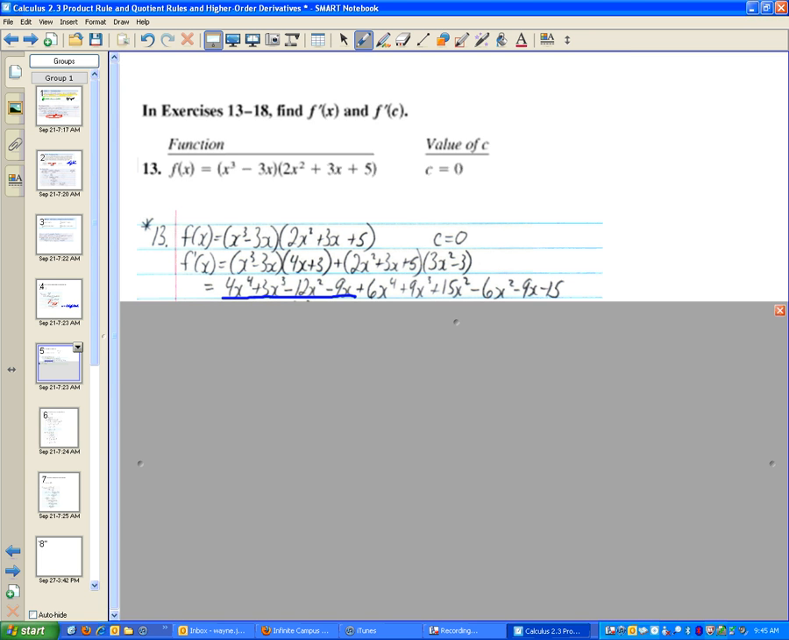Now to do the second one. First, distribute the 3x squared. So 3x squared times 2x squared is 6x to the fourth. 3x squared times 3x is 9x cubed. And 3x squared times 5 is 15x squared. So that takes care of distributing the 3x squared. And we've still got to distribute the negative 3. Negative 3 times 2x squared is negative 6x squared. Negative 3 times 3x is negative 9x. And negative 3 times 5 is negative 15.